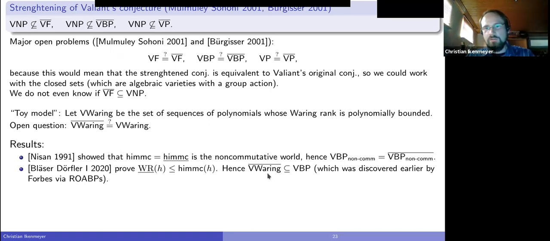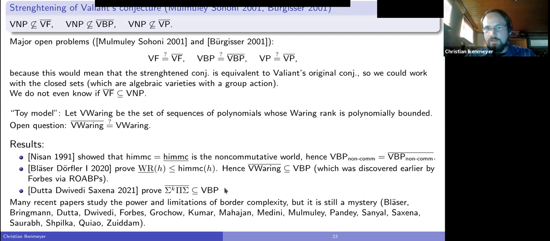This was discovered first by Forbes. But now I want to highlight how natural it is to study HIMMC because of this very nice inequality. Very recently, a very strong paper came out where sigma k pi sigma circuit bar was shown to be in VBP. So there are some very nice results going forward in these directions. I just list a lot of people that study in recent papers the power and the limitations of border complexity. But it's still a mystery what's going on.